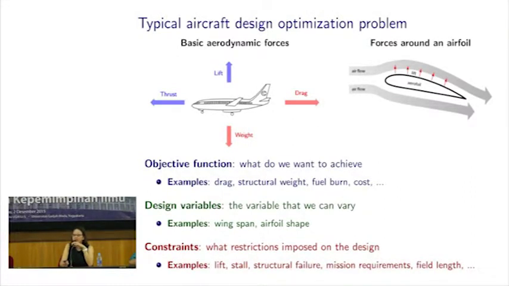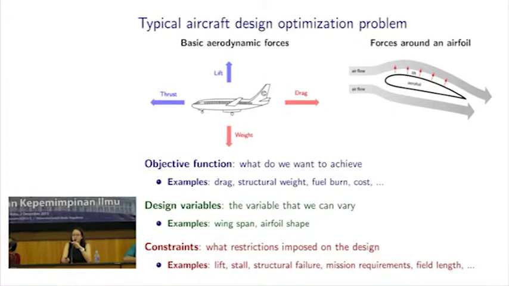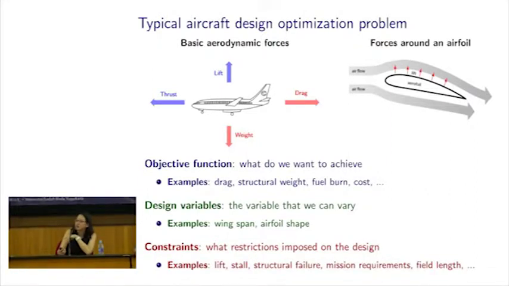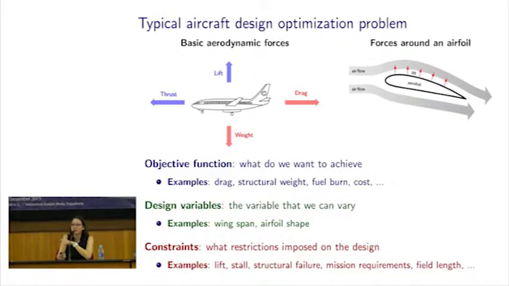So basically, the bottom line is if we want to make sure that the aircraft can actually fly and move forward, we need to make sure that we have enough lift and thrust. So to model these forces, we need to model the airflow around the airfoil. So on the right-hand side, the airfoil is just a cross-section of the wing.